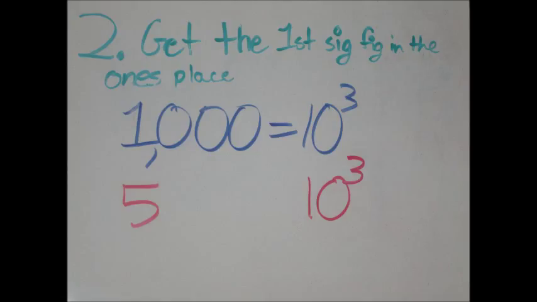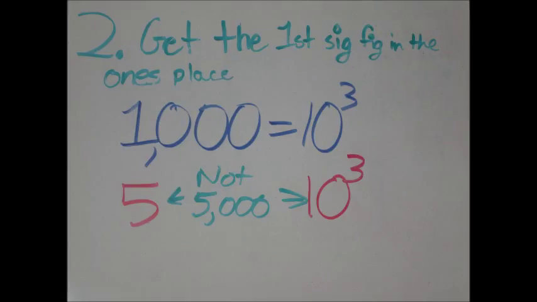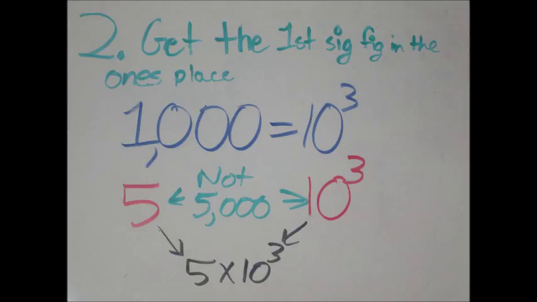So we have 5 and 10 to the third. But these numbers are entirely different from 5,000 on their own. So we need a way to keep these numbers together. Let's do that by saying 5 times 10 to the third. Once you know why this is done, look back at our 5,000.